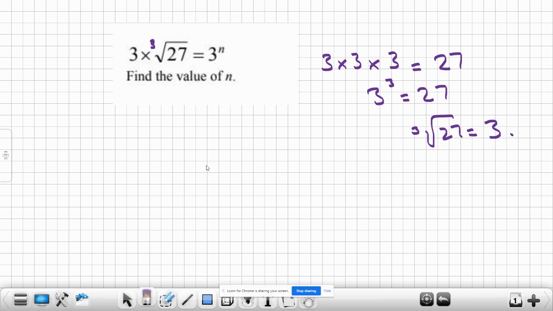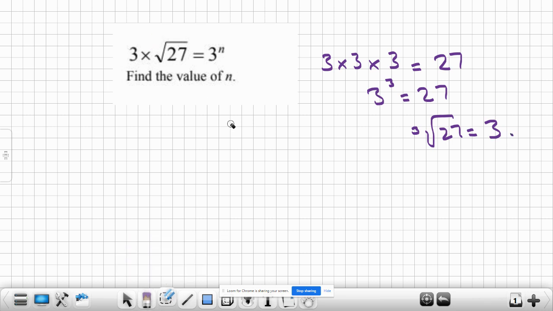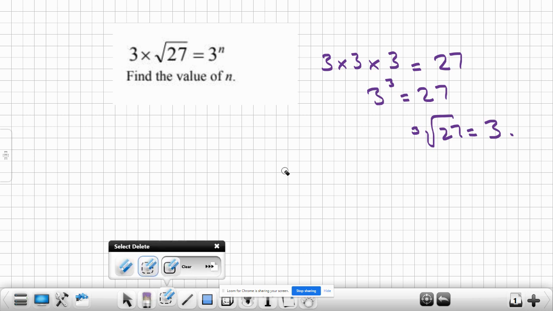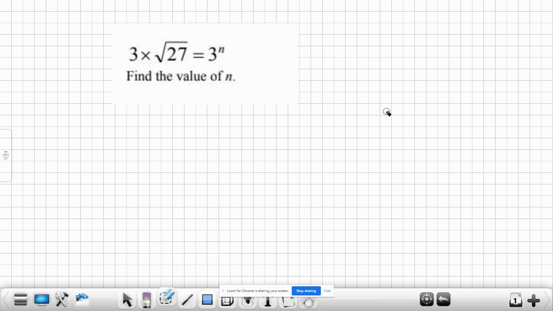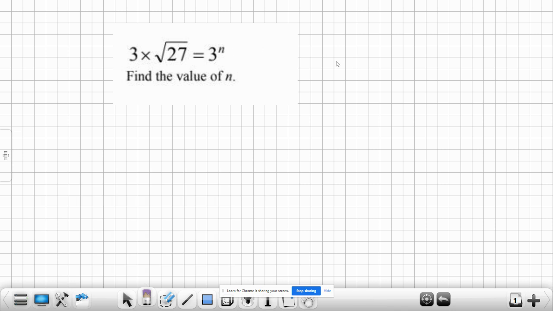But it isn't the cubed root. It's the square root. So what we've got ourselves here is a surd. That's the first thing we've got to be careful of. So I'm just going to go off here and write root 27 as a simplified surd. So that's the first thing we've got to know: how to simplify a surd.